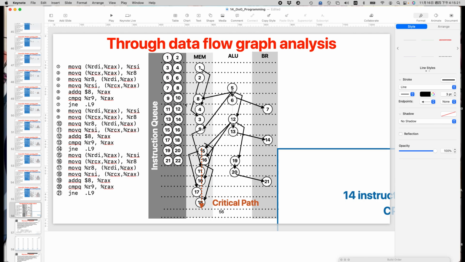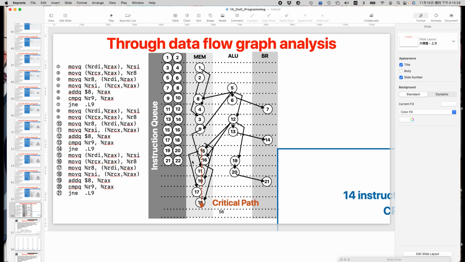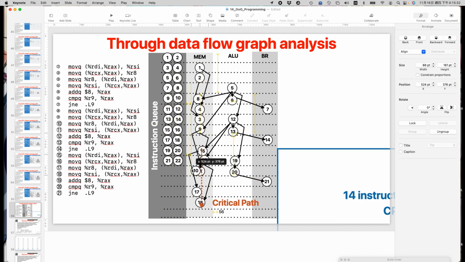For instruction 10, who is instruction 10? The move instruction is depending on 9, right? So where is instruction 10? Okay, so instruction 10 could be moved here. And instruction 11, where do I have 11? Okay, lovely, 11 is here, and because I have 8, 11 could be put here, right?